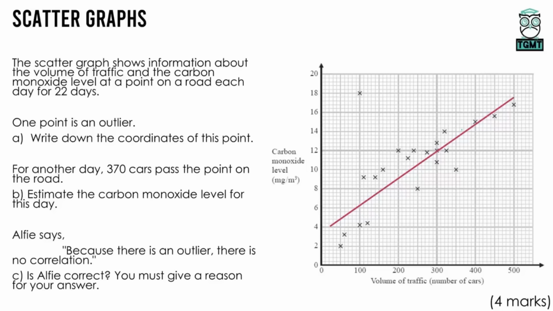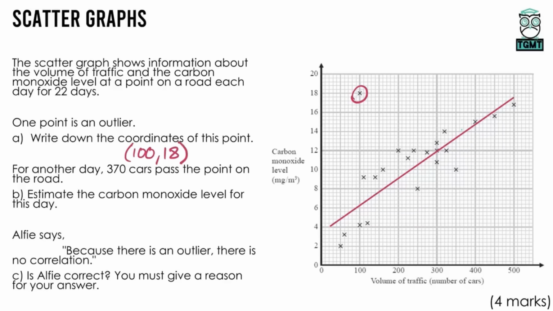It says here 1 point is an outlier. Now an outlier is one that's normally the furthest away from the line of best fit, and it doesn't tend to follow the usual trend. So over here there is a point which is an outlier. It says write down the coordinates of that. If you look down from that point, you can see that there is 100 on the x-axis, and on the y-axis it's sitting right next to 18. So 118 are our coordinates.